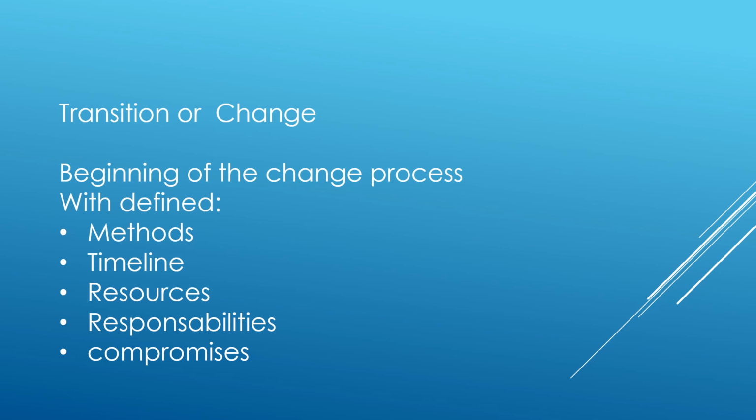Okay, so next we have the transition of change. This is the beginning of the change process. By this time we already defined what the method is going to be, the timeline, the method that we'll be using to carry out this change. And by this time we should already know how we're going to implement the change. So we could take into account certain methods to carry out a change-specific timeline.